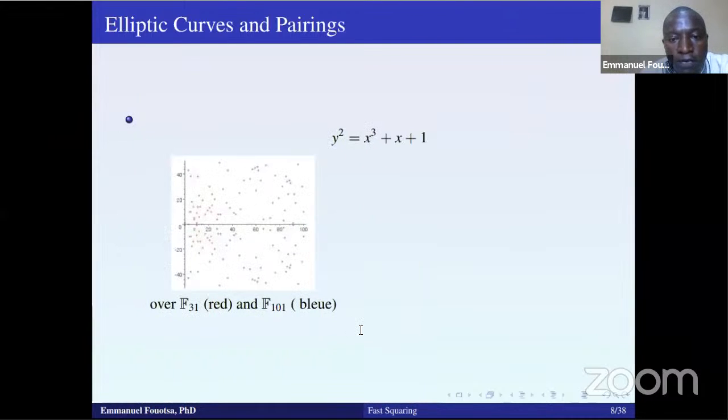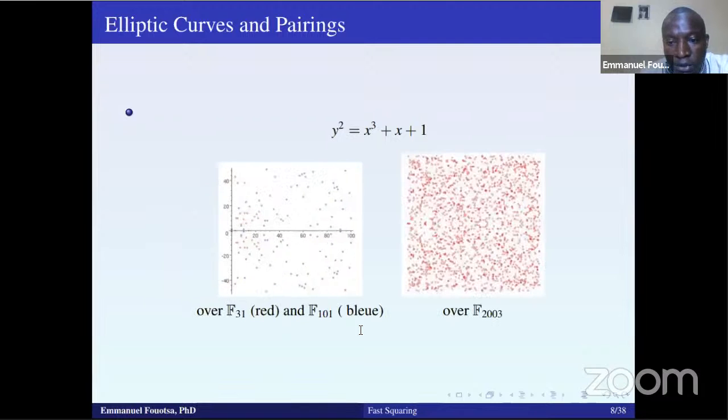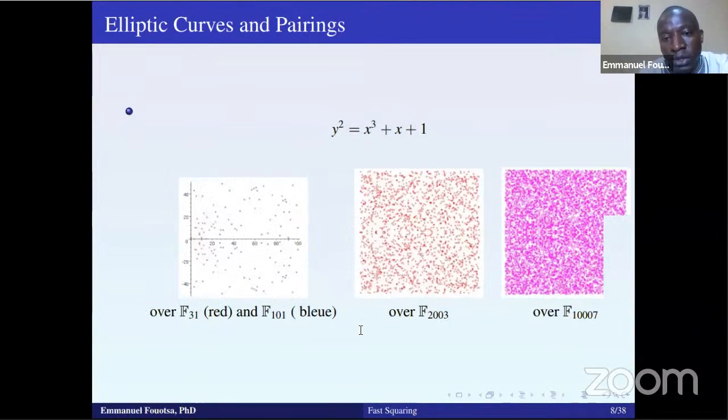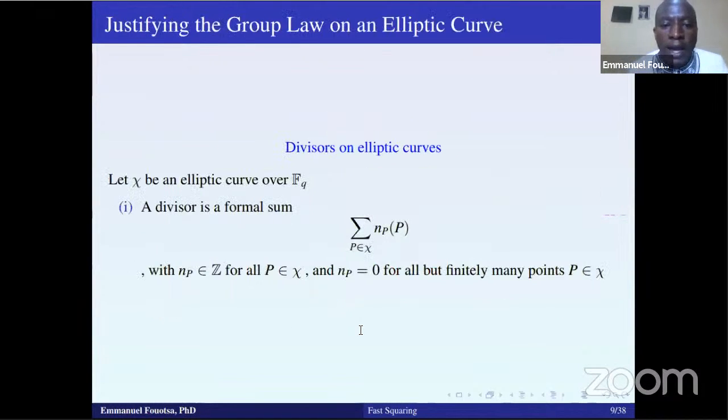Over a finite field, the elliptic curve looks something else. You can see that when the field is larger, the graph of the elliptic curve looks different. Now, why elliptic curves in cryptography? Simply because there is a group structure on an elliptic curve, and one may wonder how we can have a group law on the set of rational points of an elliptic curve. I just want, in a few minutes, to motivate how we have a group law on the elliptic curve.